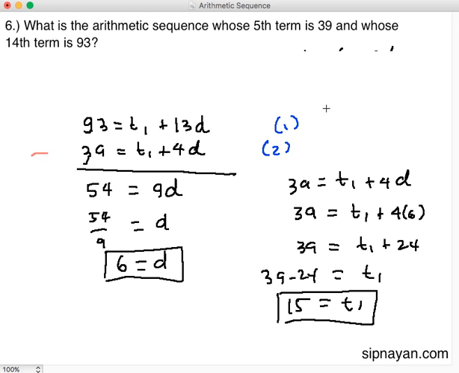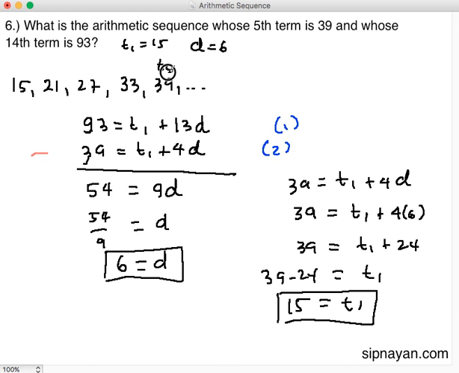Okay? So, ang t sub 1 natin ay 15, and our d is 6. So, pag nakuha mo na to, syempre, 15 plus 6, 21, plus 6, 27, plus 6, 33, plus 6, 39, and so on. So, kita nyo na fifth term is indeed 39, yung t sub 5 natin. And of course, pag itutuloy nyo pa yan, makikita nyo that the 14th term is 93.